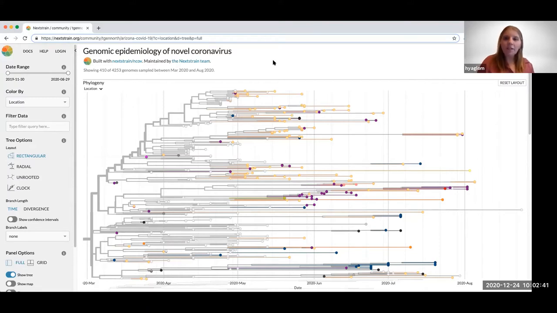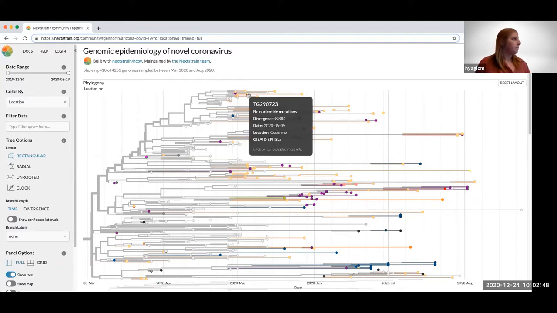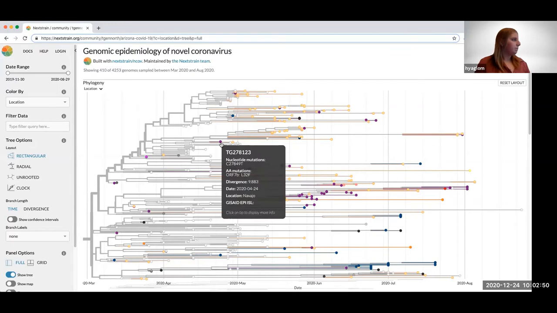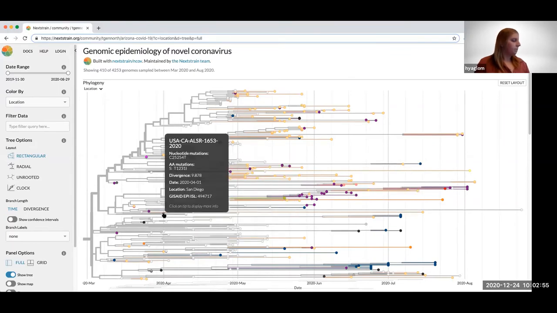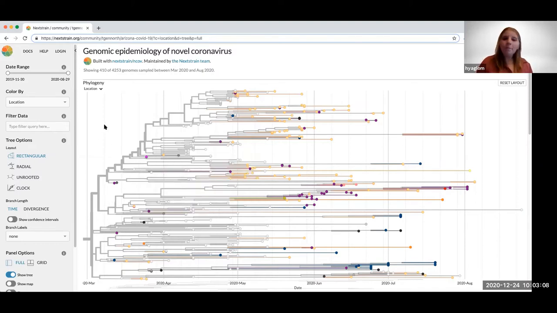As I pass over the leaf nodes, which represent viral genomes from COVID-19 cases, metadata for each case is displayed. In bioinformatics, any data other than genomic data are typically referred to as metadata. The metadata shown here include collection date and location of original sample. I'm now going to switch to the divergence view of the phylogenetic tree.